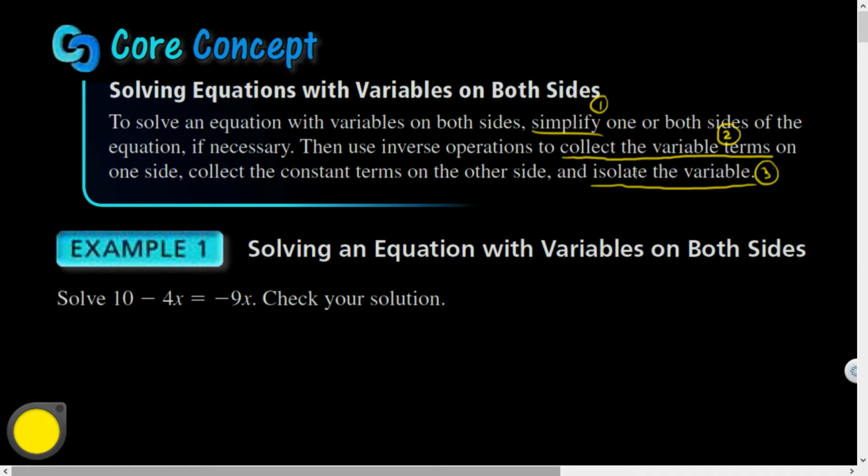Now, when it comes to collecting the variables, bringing them together, my little strategy for step two is this, and you can write this down. Move the little guy to the big guy.